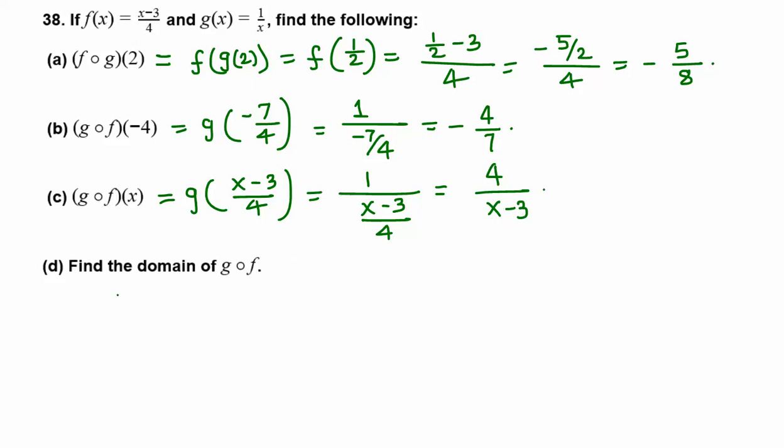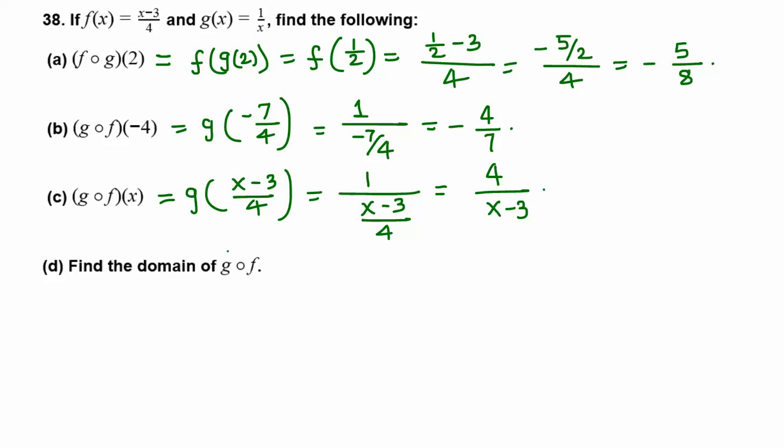Now we need to find the domain of g circle f, g composite f. So basically for this function, we need to find the domain. When we plug in f(x), which is (x minus 3) over 4, this one has no restriction because the bottom is a number, and we will not be dividing by 0. There is no division by 0, so this part is good. Now the problem is here, 4 over x minus 3. So x cannot be 3 because then we are dividing by 3 minus 3, 0.